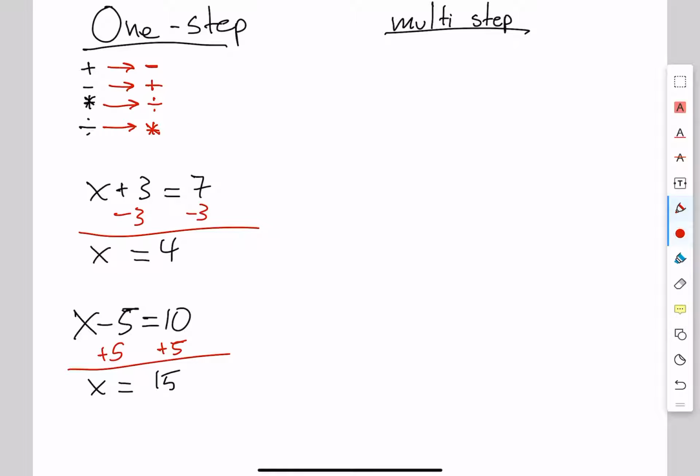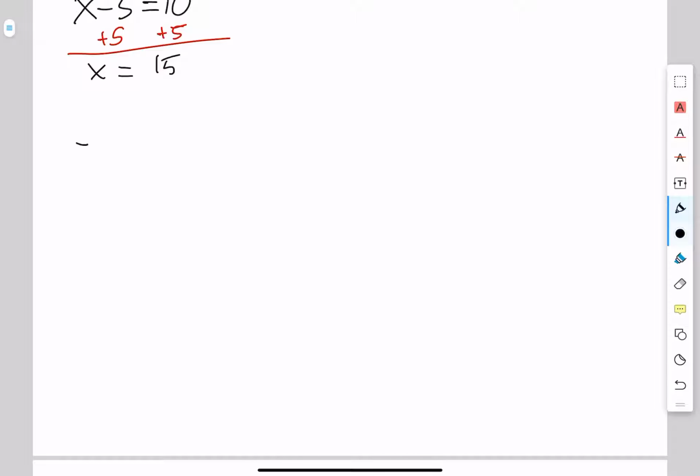So that third type, multiplication, you're going to see something like 5x equals 10, right? So if you see 5 and x next to each other, that means multiply. So to undo that, we'd divide both sides by 5, and then x would equal, in this case, 2.